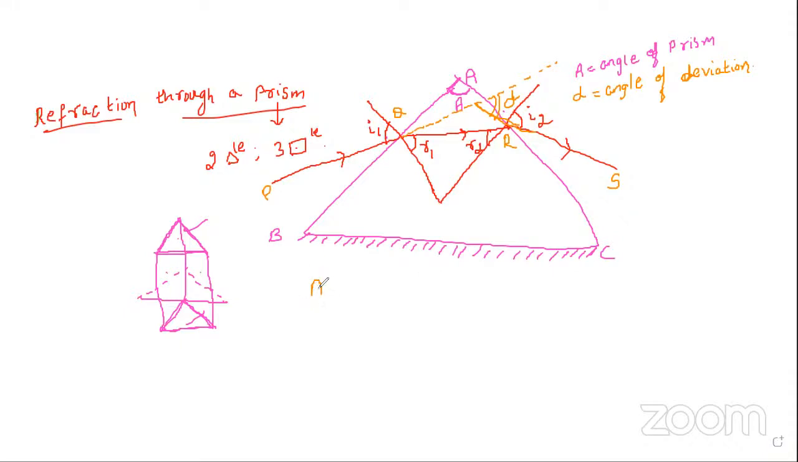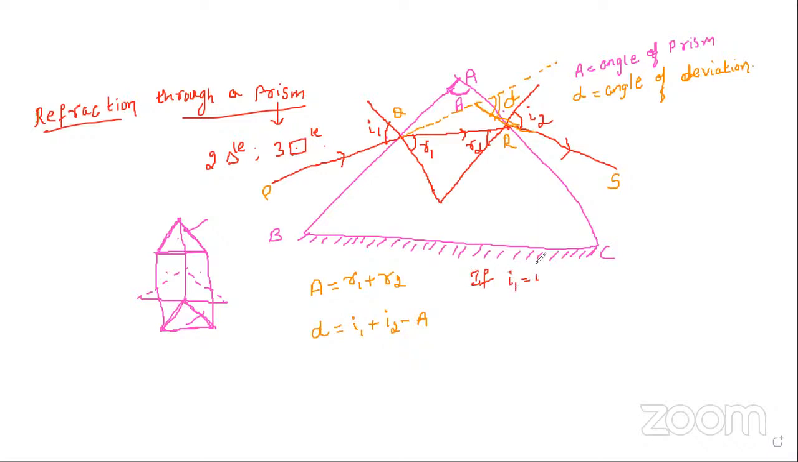So please remember these formulas. You can prove the angle of the prism is equal to R1 plus R2. Deviation is given by the formula I1 plus I2 minus A. What is the angle of the prism formula A? R1 plus R2. Deviation is given by the formula I1 plus I2 minus A.